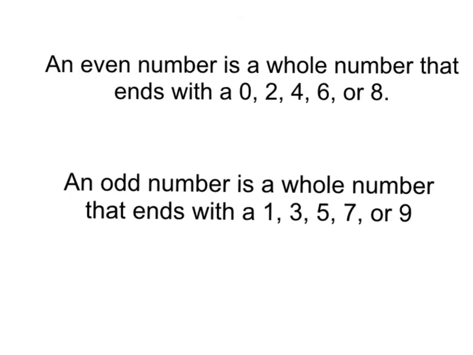Here are our other two terms we need to define. An even number is a whole number that ends with a 0, 2, 4, 6, or 8. An odd number is a whole number that ends with a 1, 3, 5, 7, or 9. This should be a review. You all have learned about odd and even numbers for years, but just a little recap to make sure you remember.